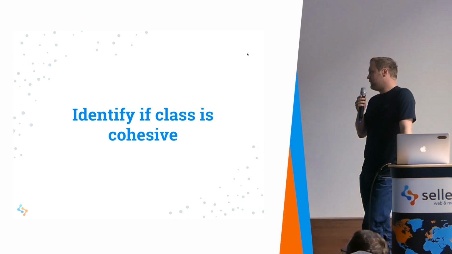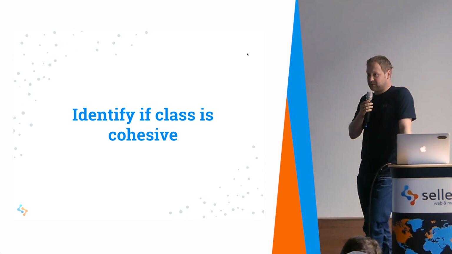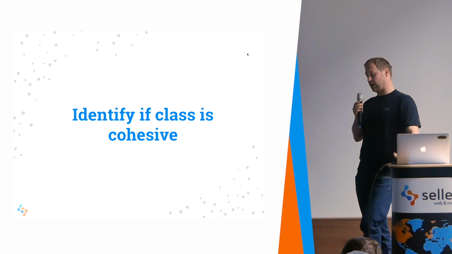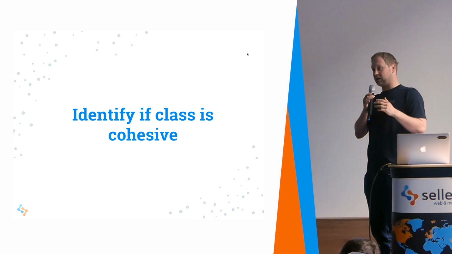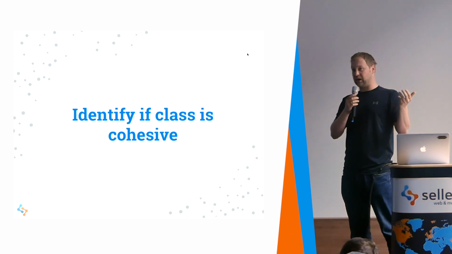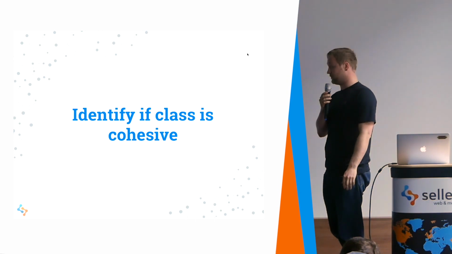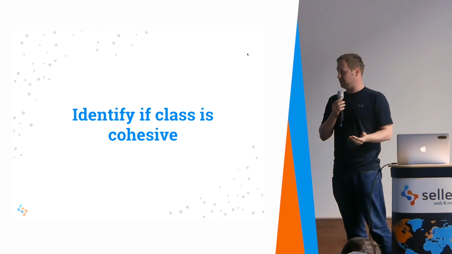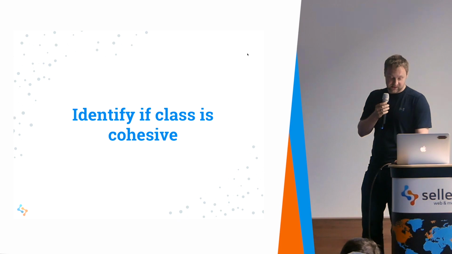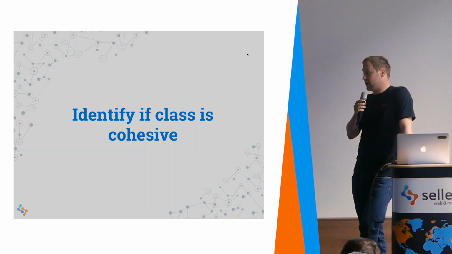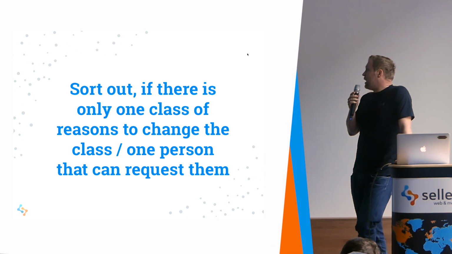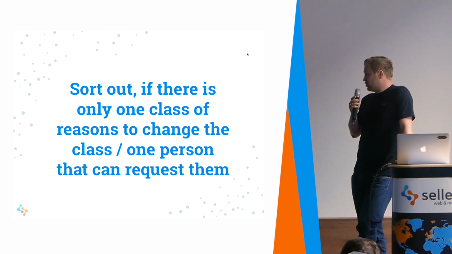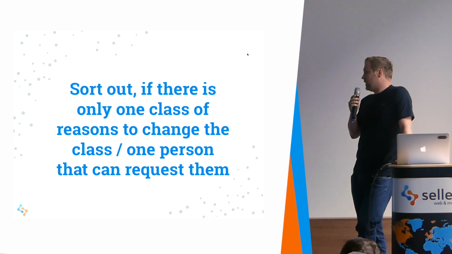And identifying if a class is cohesive is one step in this process. Look at your methods, look at how cohesive they are. Can you take something out without breaking the rest of the code? If this is the case, maybe it should be outside, but maybe it should not. Maybe it changes for the same reason. And then sort out if there is only one class of reasons to change the class. That's what I just said, right?